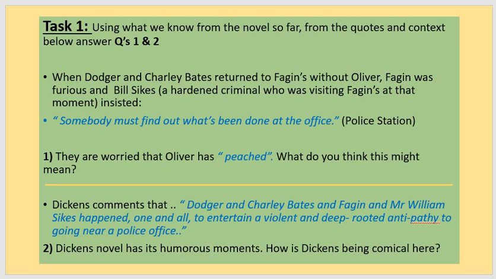So Dodger and Charlie, Mr. William and Sikes, all of them have this real violent and deep feeling that they don't want to go near a police station or a police office. Why do we think this is? And why do you think, or how is he being comical and humorous here? So question 2, how is Dickens being comical when he says this?